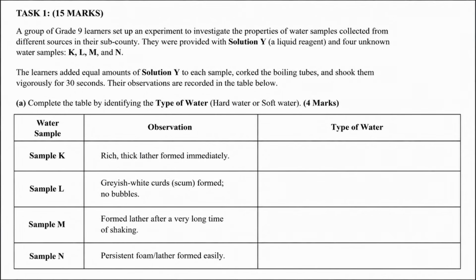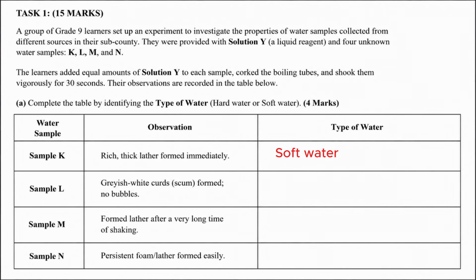And then A says to complete the table by identifying the type of water. Is it hard water or soft water? So we are going to start by completing this table, and we will start with sample K. What was the observation in sample K first of all? Sample K, when it was mixed with reagent Y, a rich, thick lather formed immediately. So what does that mean? That means it is soft water, you see, because there was a rich, thick lather which formed immediately.